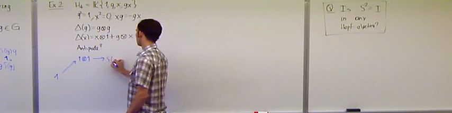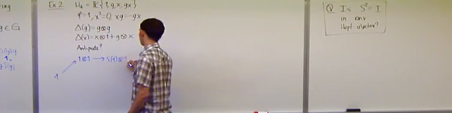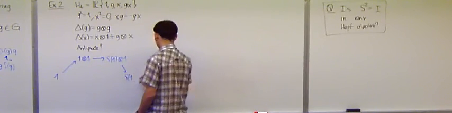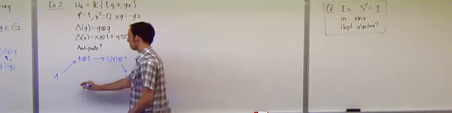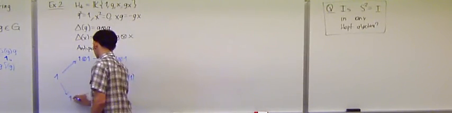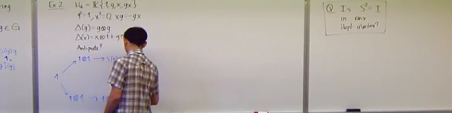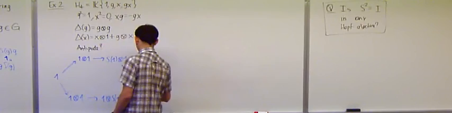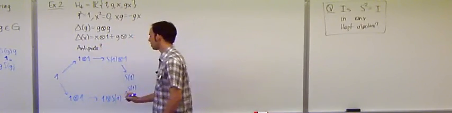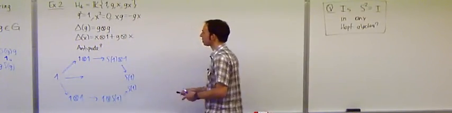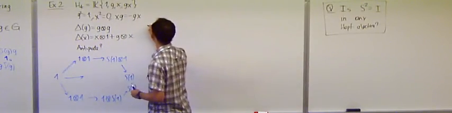Then this goes to S of 1 tensor 1, and you multiply them. If you go around this way, you're going to get the same thing but backwards. So this also goes to S of 1. And if you go this way, oh, I guess I forgot to write down what epsilon is.